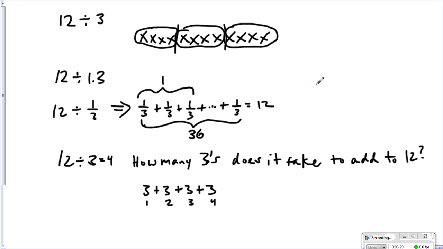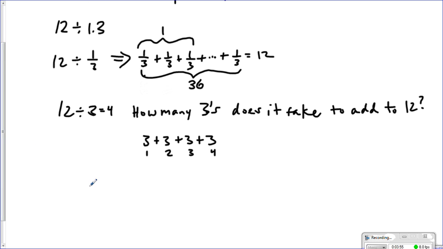Many of you may have been taught the trick: oh, well, dividing by a fraction, you multiply by the reciprocal. Well, did you ever think about why? If you think about it, I just kind of explained why. Because it takes 3 of those 1/3's to make 1. So it ends up being 12 times 3 to get 12 divided by 1/3.